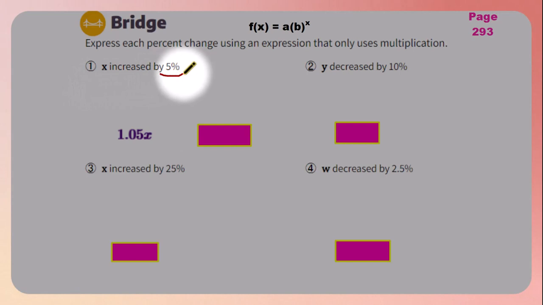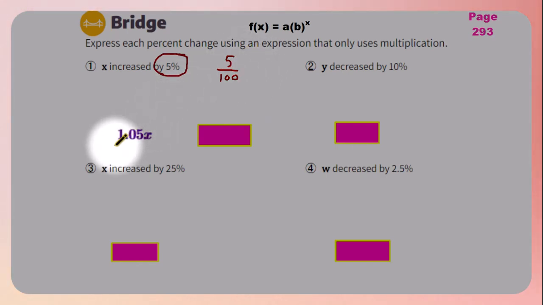All right, here's our 5%. This is 5 over 100. You can reduce that fraction to 1 over 20. Or you can divide 5 by 100, you get 0.05, or you can just put the 5 in the hundredths place. All right, now we need to add that 5%, 1 plus 5%, and this is how we get 1.05.